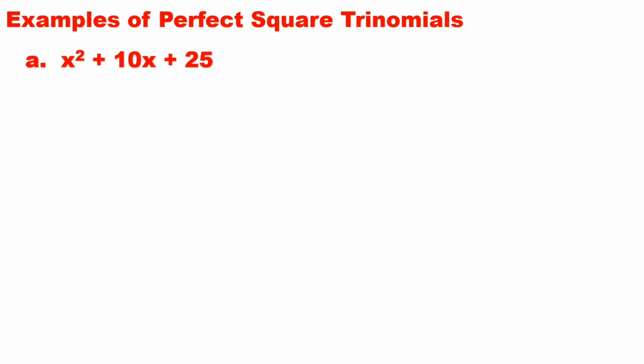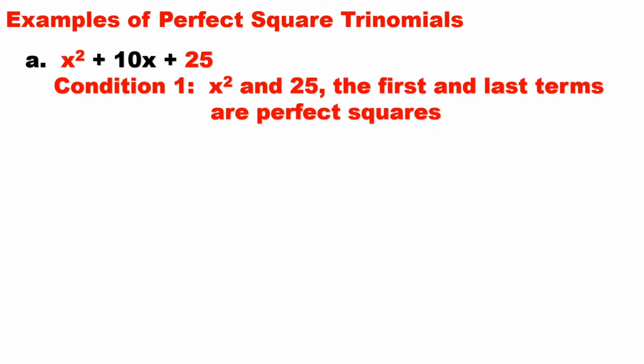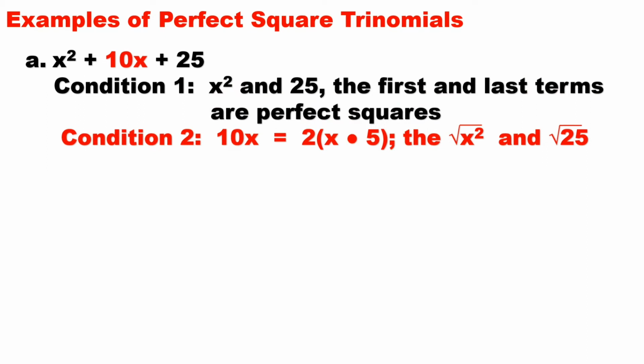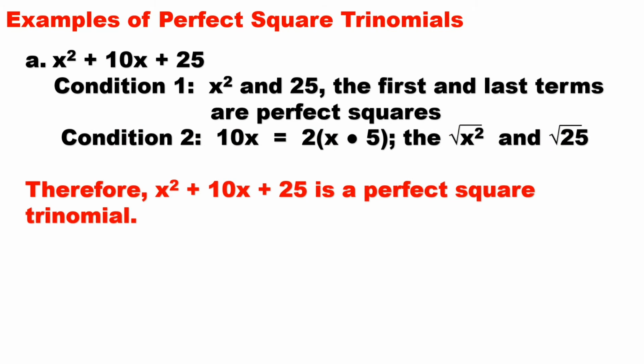Next are examples of perfect square trinomials. x squared plus 10x plus 25. Condition 1: x squared and 25, the first and last terms are perfect squares. Condition 2: 10x equals twice the product of the square root of x squared, which is x, and the square root of 25, which is 5. Because it satisfied the two conditions, x squared plus 10x plus 25 is a perfect square trinomial.